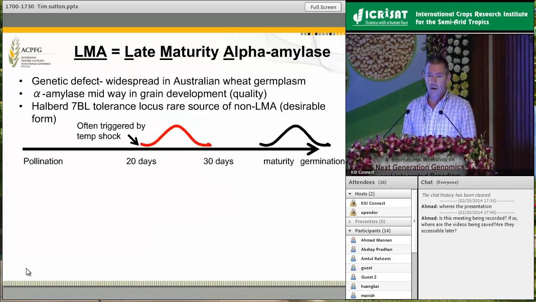So this is a genetic defect in Australian wheat germplasm. It is the production of alpha-amylase midway through grain development, and it's a serious quality defect in Australian wheat. What happens is that, often triggered by a temperature shock, you get the production of alpha-amylase before it really should be happening, around maturity and germination. And then the important concept here to get is that the Halberd 7BL source of boron tolerance is actually linked to the undesirable form of LMA, so they're tightly linked together. So you get Halberd boron tolerance and you get the undesirable form of LMA.